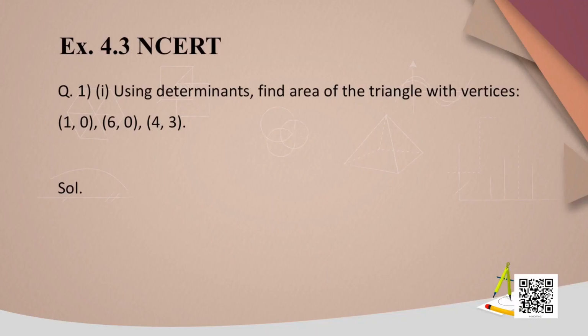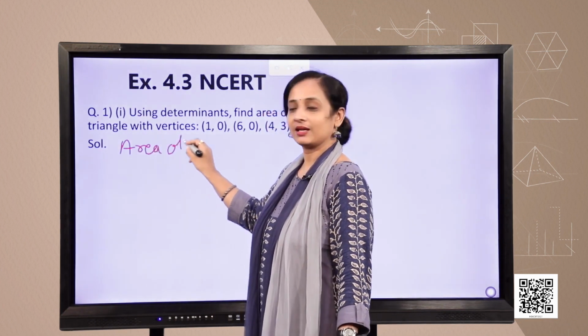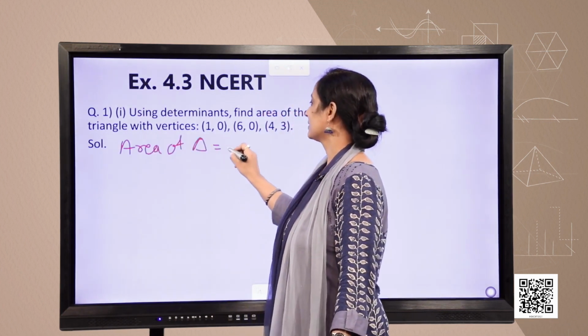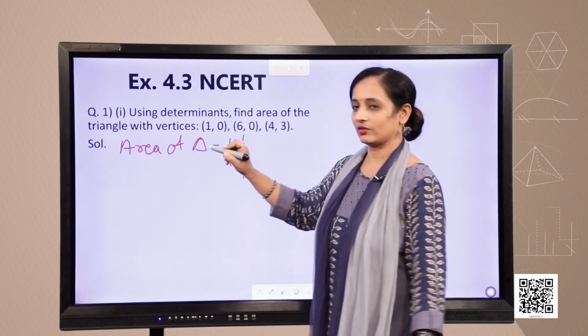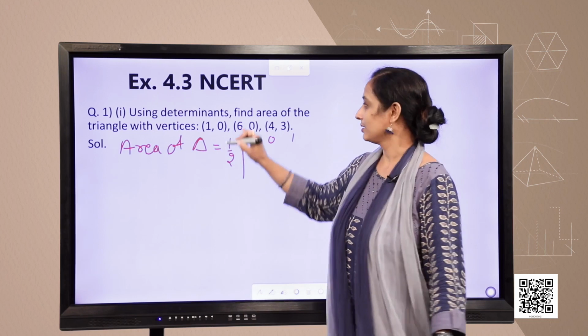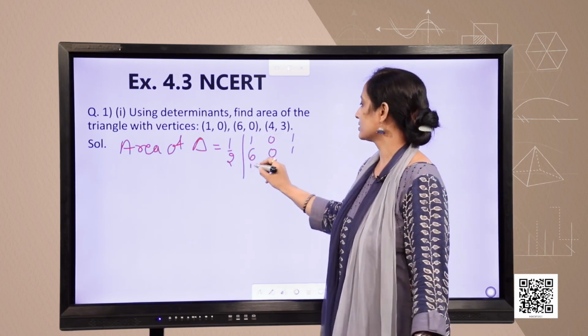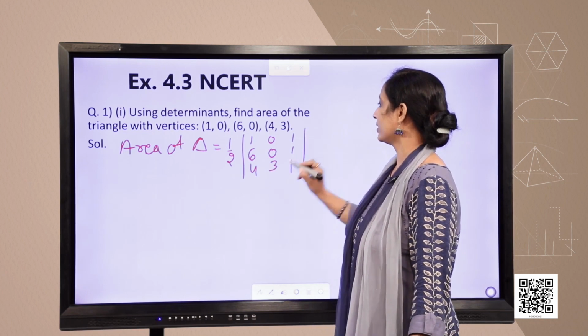Now let us use determinants to find the area of the triangle if we are given 3 vertices. This can be solved by using the same formula. Area of triangle is half, write down the vertex 1: 1, 0, 1; second vertex 6, 0, 1; third vertex 4, 3 and write 1.